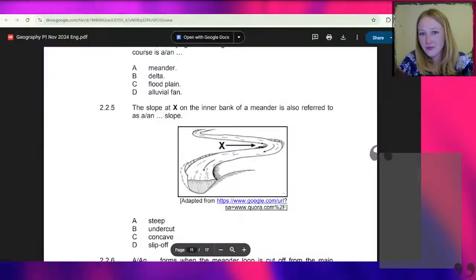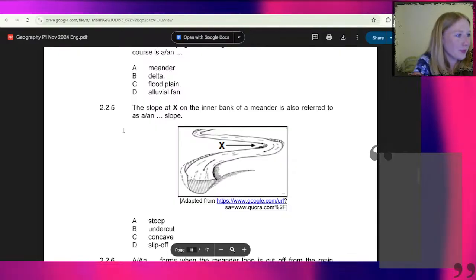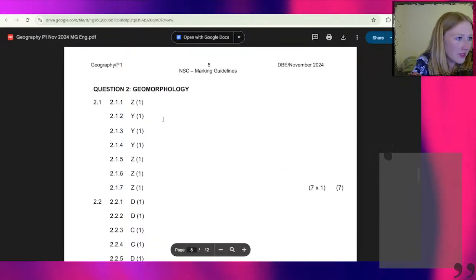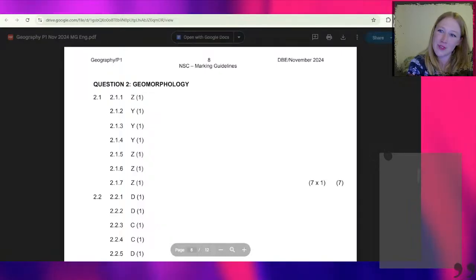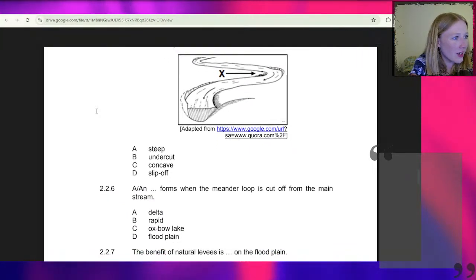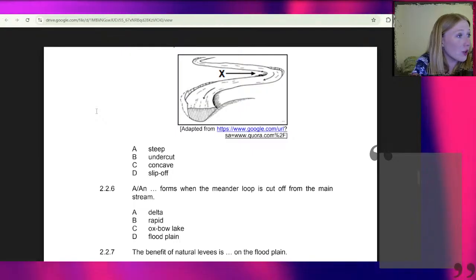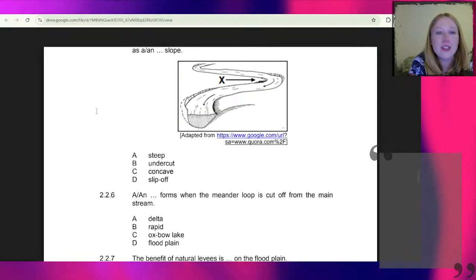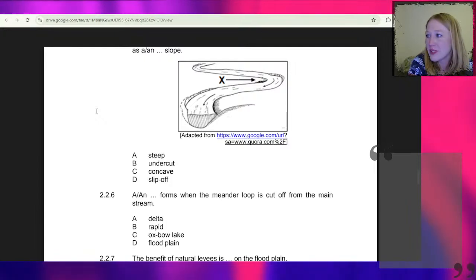I just want to finish these few questions and then I'll go. Okay, so I said slip-off slope. Did we check that answer? Yay, slip-off slope. What forms when a meander loop is cut off from the main stream? That is an oxbow lake. So that would be C.